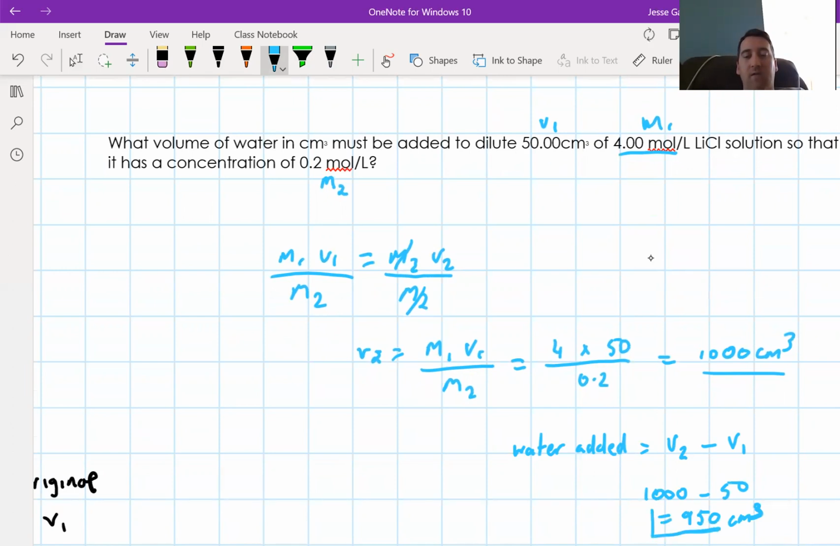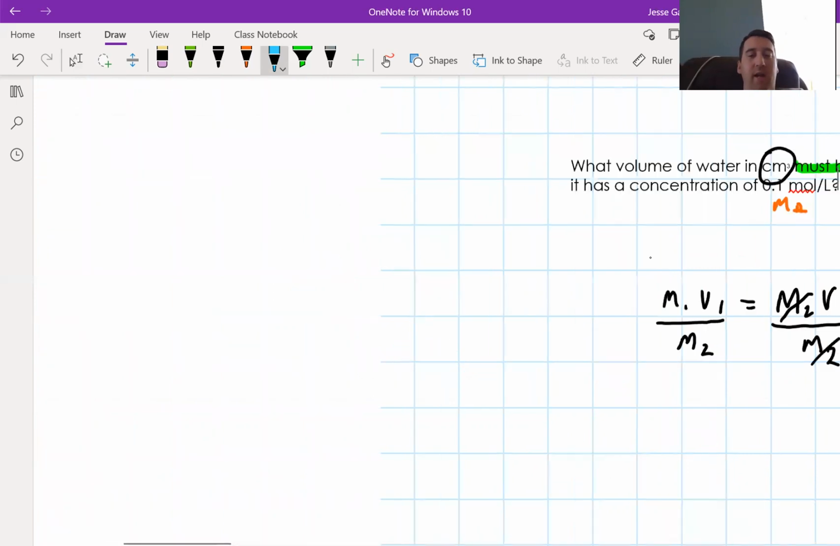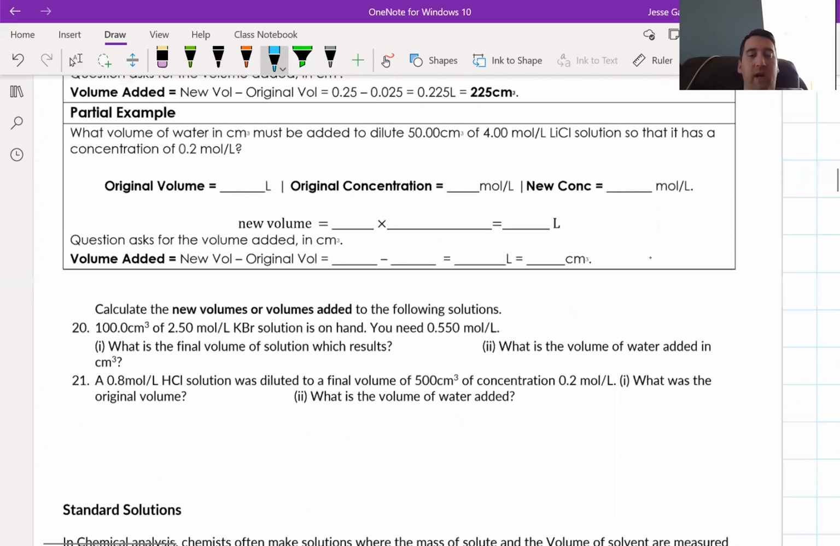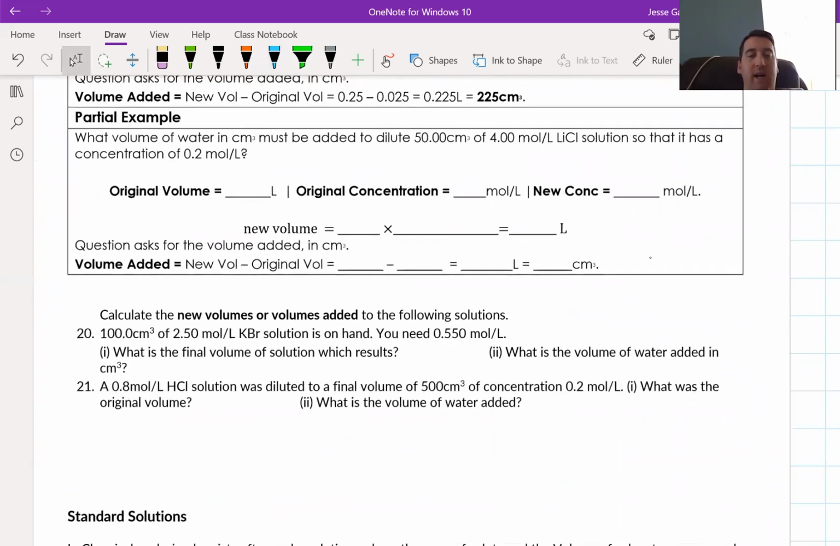Well done if you got this right by yourself, and if you were able to think that all the way through, brilliant. If not, then I suggest you go back and watch the original example again, and now you should be ready to do some questions here. So we are doing questions 20 and questions 21. There should be plenty of practice in there to help you master them.